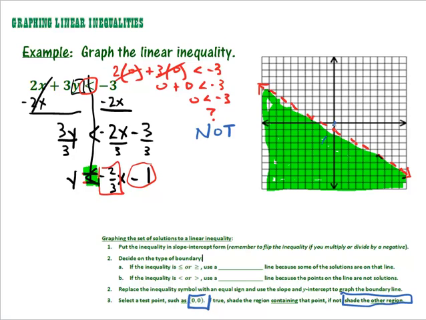Let's go 1, 2, 3. So we'll go 0, -3. And let's check that out. If I put in 0 for x, 2 times 0 plus 3 times my y, which is -3, that's going to be 0 minus 9, or -9. I want to check and see, is that less than -3? And that is true. So any point that I pick down here is going to be a solution to this inequality.